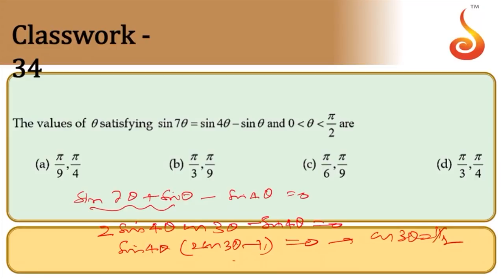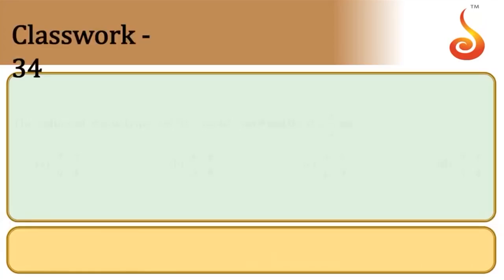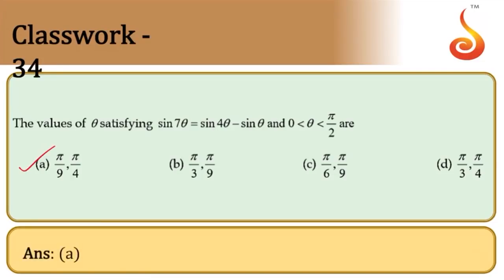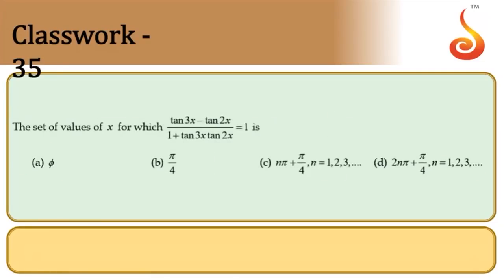So here the solution gives us cos 3 theta is equal to 1 by 2. So 3 theta is equal to pi by 3, so pi by 9 is one solution. And sine 4 theta is equal to 0 gives us odd multiples of pi by 2. So therefore theta is equal to pi by 4 would satisfy the solution for the problem. So the answer is A.